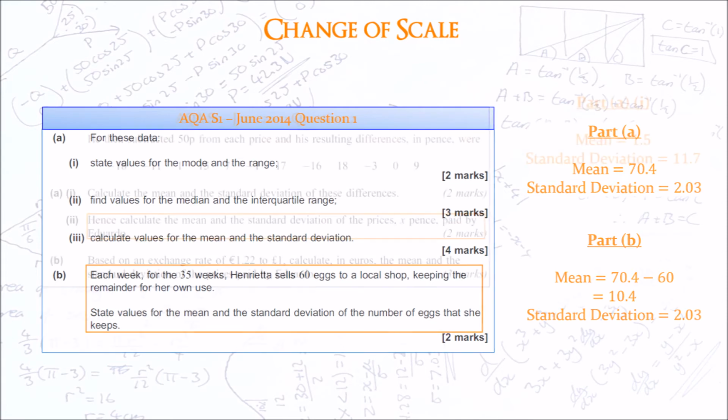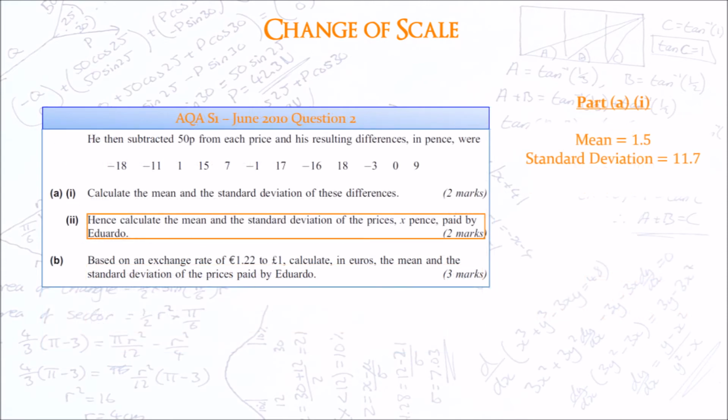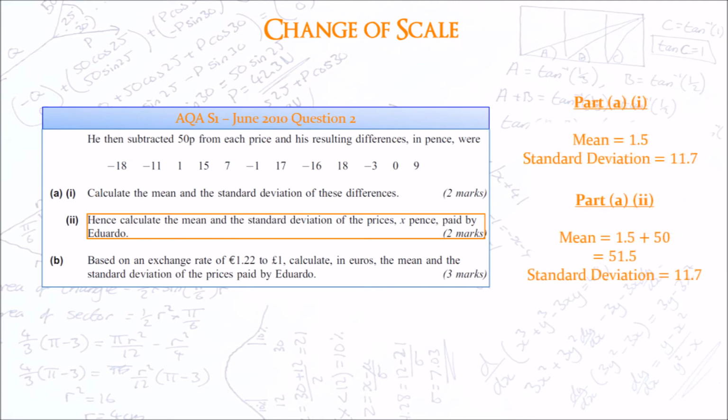The second question, June 2010, we've got here. We've got all these, and you can see at the very top it says he then subtracted 50p from each price, and the resultant differences in pence were these. And in part A II, hence calculate the mean and standard deviation of the prices paid by Eduardo. So in this case, we're going to be adding 50p to these values. Now earlier on we worked out the mean to be 1.5 and the standard deviation to be 11.7. If we're going to add 50p, that means our new mean is going to be 51.5, but just like earlier on, our standard deviation is going to remain unaffected.